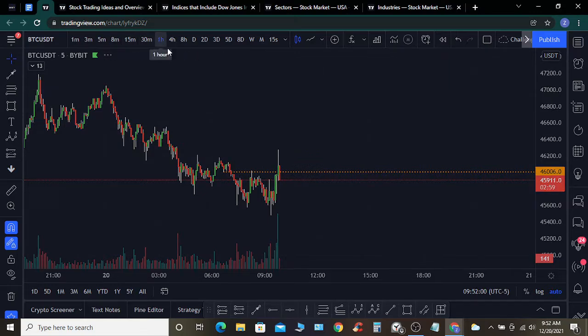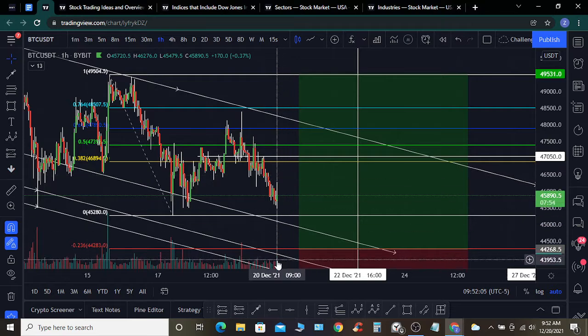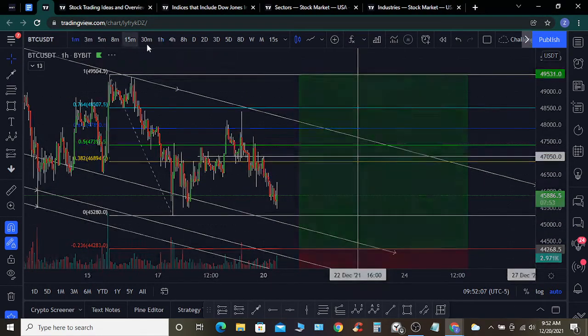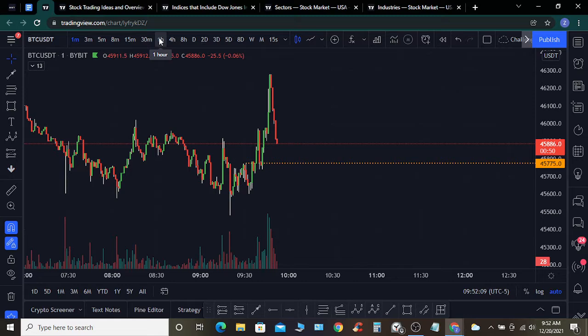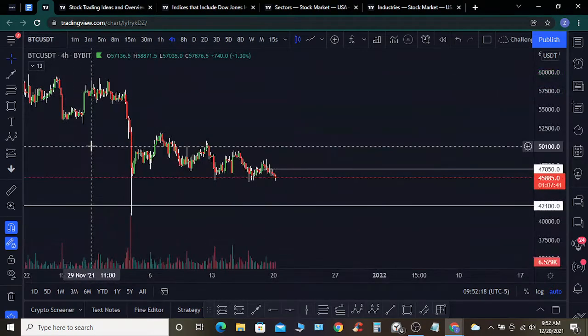So let me continue here with the 1 hour chart. This is the candle that got some volume here. Take a look at the 1 minute. I like how we're coming down on lower volume. That's better. And then the 4 hour chart. So this one right here.